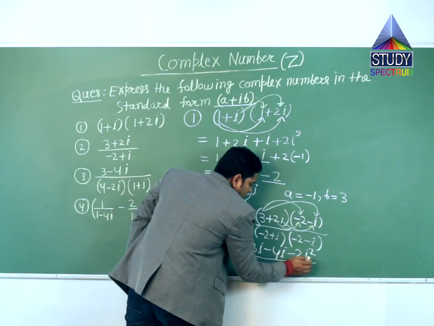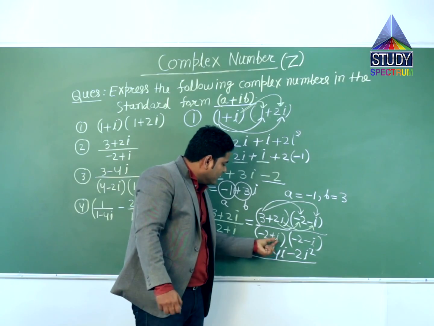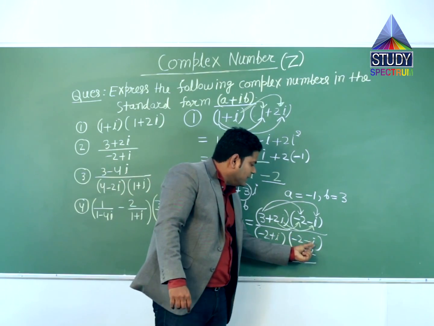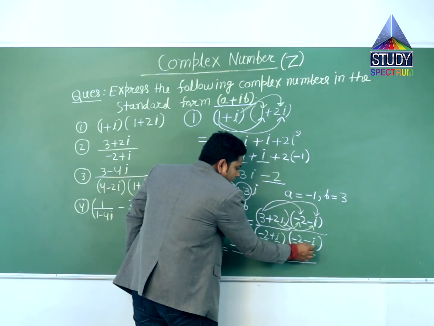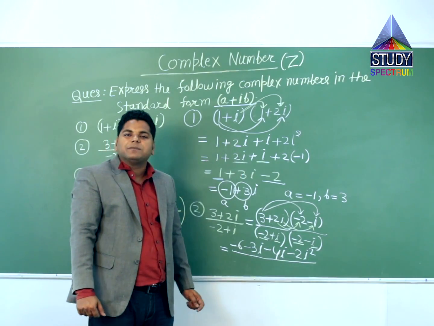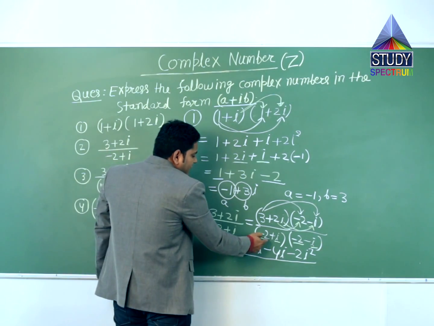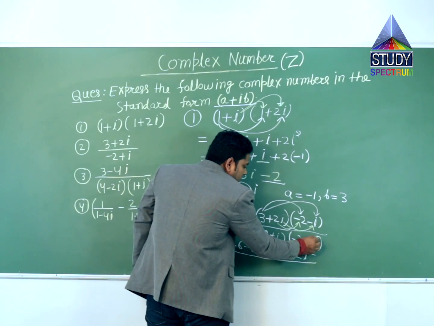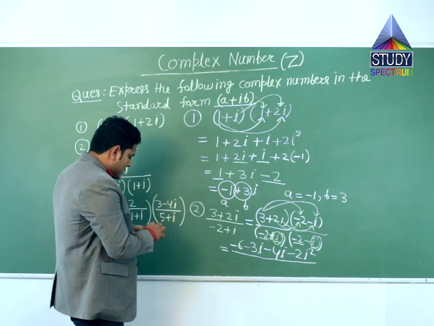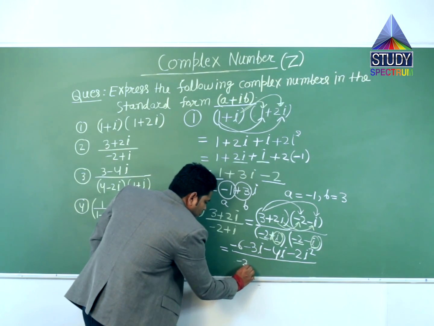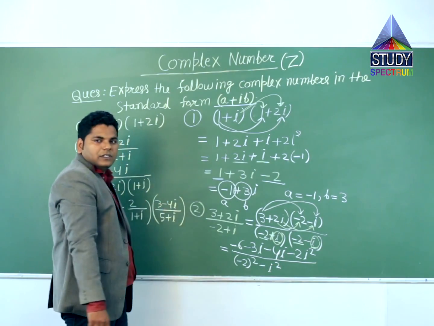Now let's multiply in the denominator. If you observe, the denominator is in the form of (a + b)(a - b). So a + b into a - b is a square minus b square. But in the place of a we have minus 2, and in the place of b we have i, so we'll write a square minus b square, so we'll write (minus 2) whole square minus i square. Got it?